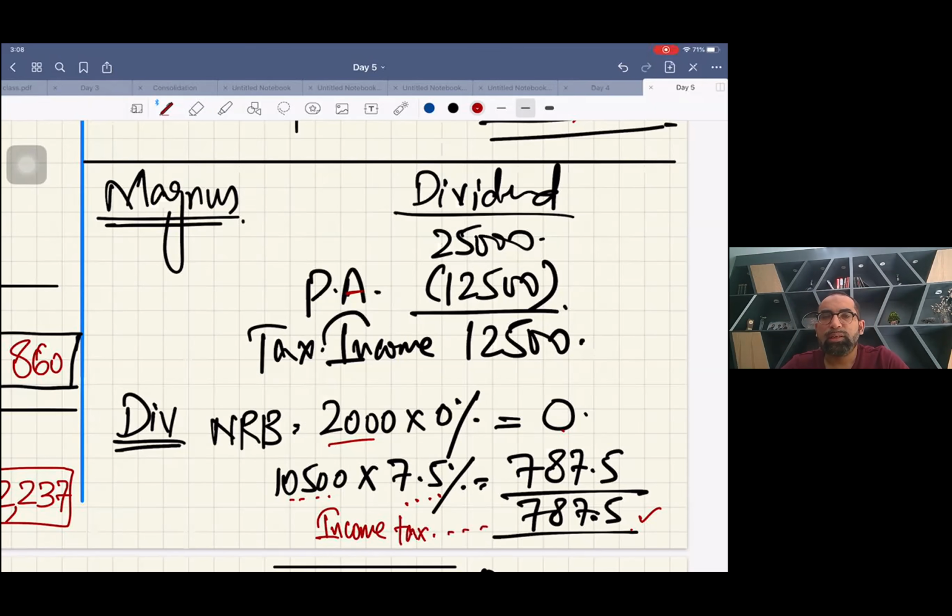Now the question is, does Magnus have to pay any NICs? No. On dividend income, there is no NIC.